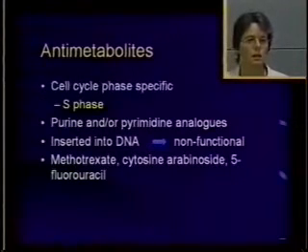Moving on to the antimetabolites, these are cell cycle phase specific. These affect the S phase, or the synthesis phase. And the reason is that these tend to be purine or pyrimidine analogs, which are necessary for formation of DNA. So these analogs are inserted into the DNA, which renders it non-functional. Antimetabolite drugs that we'll go over today are methotrexate, cytosine arabinoside, and 5-fluorouracil.